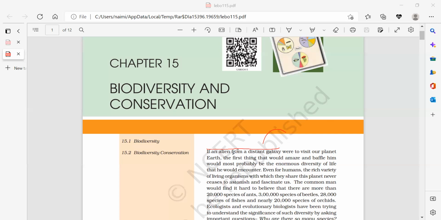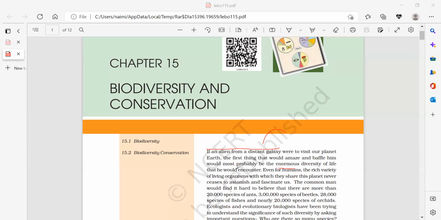So the alien comes from the distant galaxy to our planet Earth. The first thing that would amaze and baffle him would most probably be the enormous diversity of life that he would encounter. So what happens when the alien comes to the planet Earth? They see a lot of biodiversity on this planet. Even for humans, the rich variety of living organisms with which they share this planet never ceases to astonish and fascinate us.